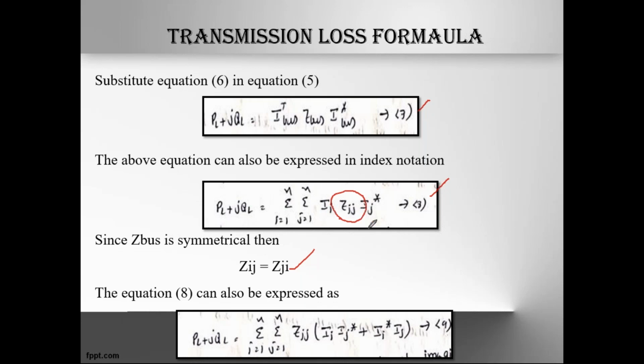Now in that Zij, the Z bus is symmetrical, right? So in that Zij equals Zji. It means Z12 is nothing but Z21. So it happens only in symmetrical terms, right? Now equation 8 can be expressed as. ఇక్కడ వచ్చేసి now here it is the ith bus, it is the jth bus, right? So now for forming the ij, I am separating this into two parts, ij and ij. So if you write this, then after solving this equation you will get the same equation 8.